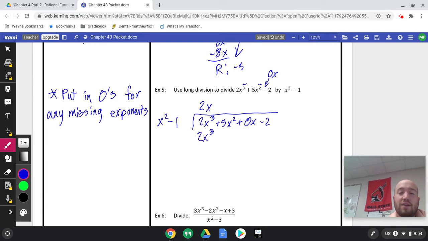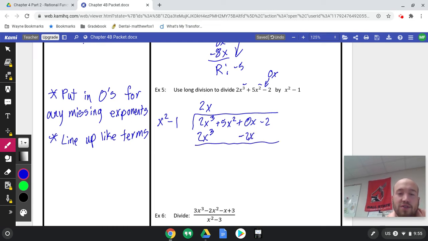Now we haven't had this yet. This is going to give us negative 2x. I don't want to put this under the x squared. Instead, I want to line up my like terms. So 2x times negative 1 gives us negative 2x. I'm going to put that there.